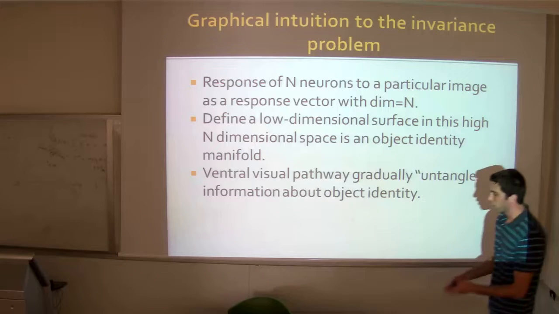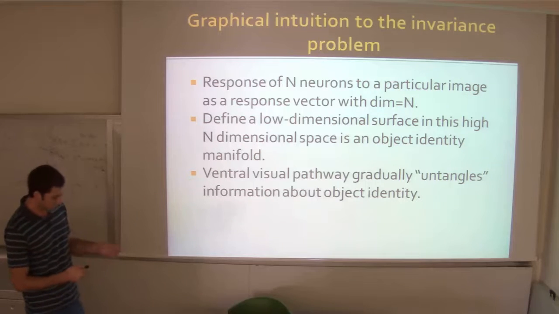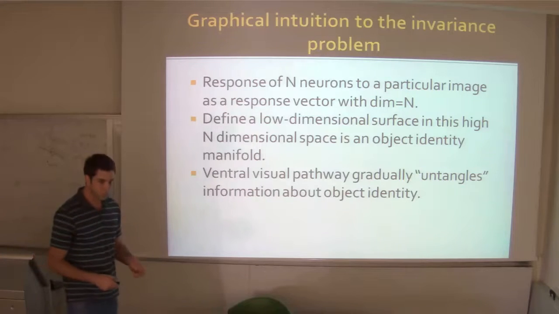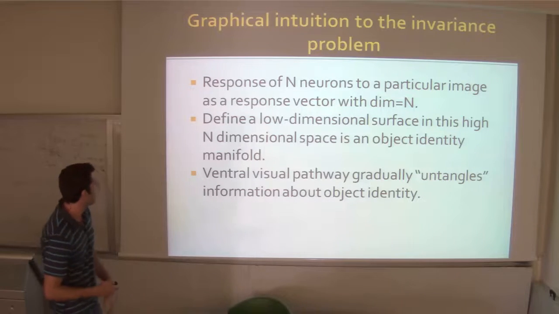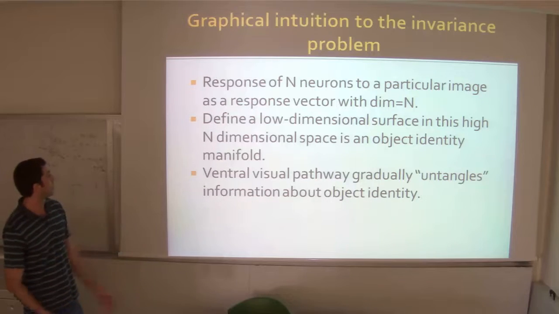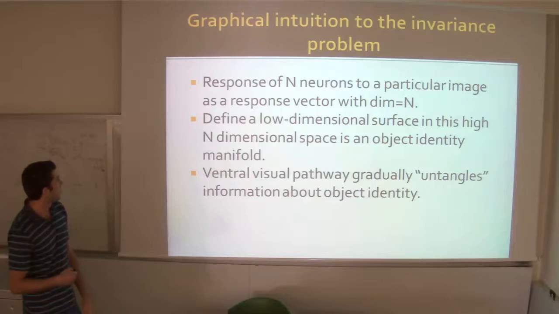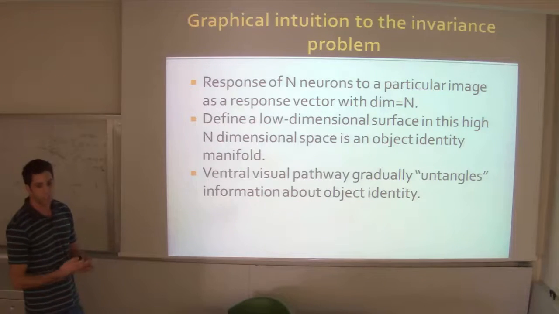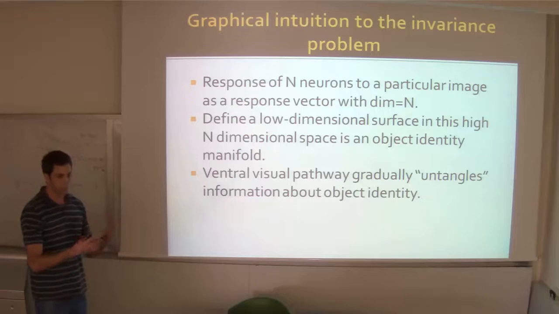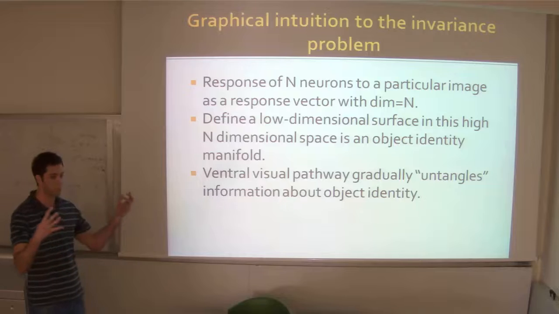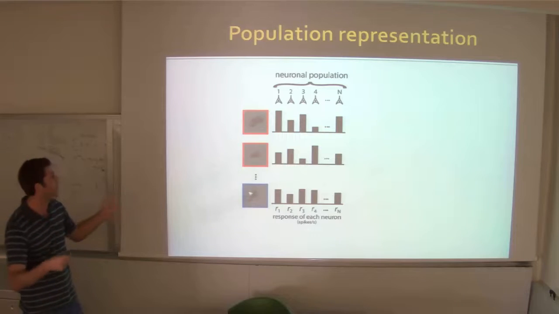Okay, let's get some graphic intuition. We need some tools if we want to address this problem. We will imagine the responses, as firing rates, of populations of neurons. We'll address the responses of n neurons to a particular image as a response vector with dimensionality n, the number of neurons. We'll define a low-dimensional surface in this high n-dimensional space, which we call an object identity manifold. It is believed that the ventral visual pathway untangles the information. The information was very tangled at the beginning, and later it is very untangled, so the system can separate objects.